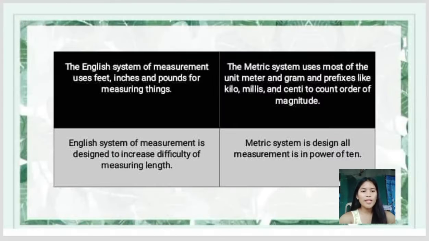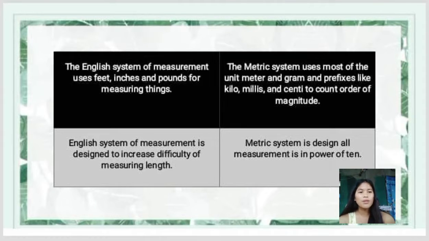So, next is the English system of measurement uses feet, inches, and pounds for measuring things. The metric system uses most of the units meter and gram and prefixes like kilo, milli, and centi to count order of magnitude. Next, the English system of measurement is designed to increase difficulty of measuring length. The metric system is designed so all measurement is in power of 10.